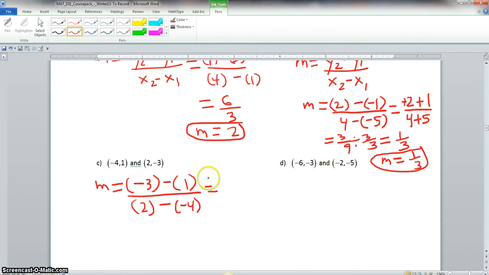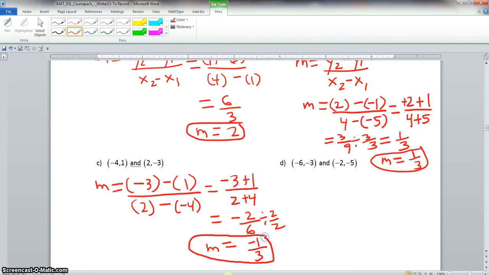Now we know that this will give us negative 3 plus 1, all over, this will give us 2 plus 4, because we know minus a negative 4 will give us a plus 4. Negative 3 plus 1 is a negative 2. And 2 plus 4 is 6. Now we could divide both of these by 2. So now we will have negative 2 divided by 2, which is negative 1, all over 6 divided by 2, which is 3. So our final answer here is a negative 1/3.